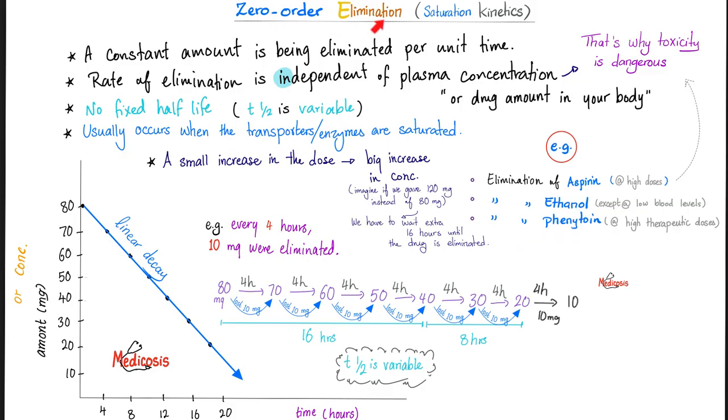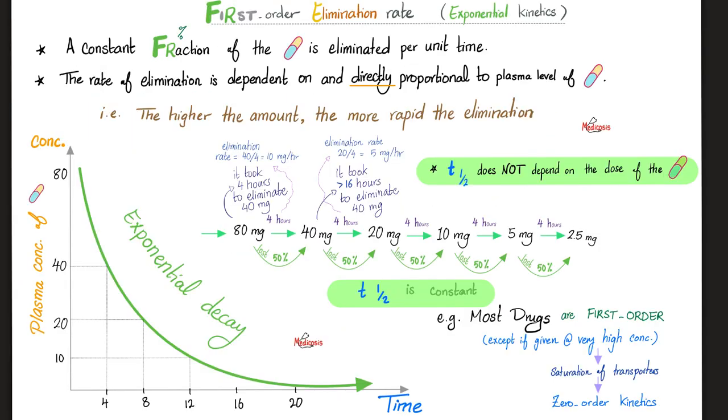Remember, zero-order elimination is ugly. It is the exception to the rule. But what is the rule? The rule is the first-order elimination. Most drugs follow the first-order elimination, except, of course, at high toxic doses. First-order elimination: a constant fraction, a constant percentage of the drug is eliminated per unit time.